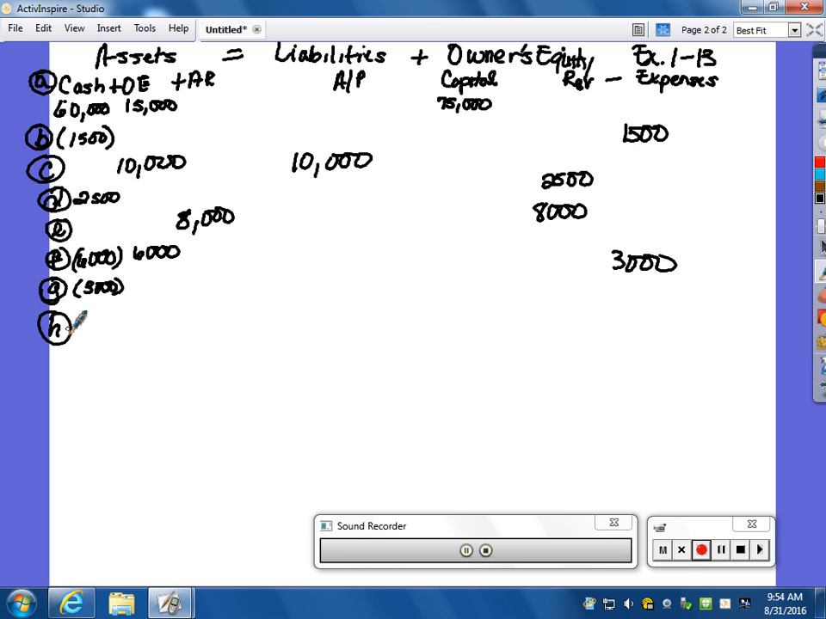H. The company collected $5,000 cash as a partial payment for the amount owed by the client in transaction E. Cash increases by 5,000. What else? Accounts receivable decreases by 5,000. Good. So cash increases by 5,000, and accounts receivable decreases by 5,000. Does everybody see what we did there?